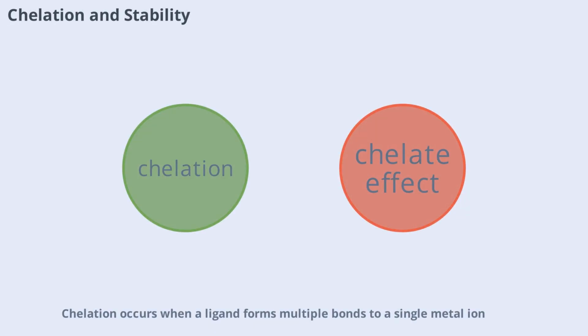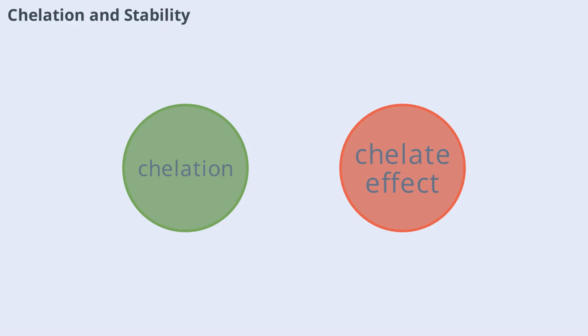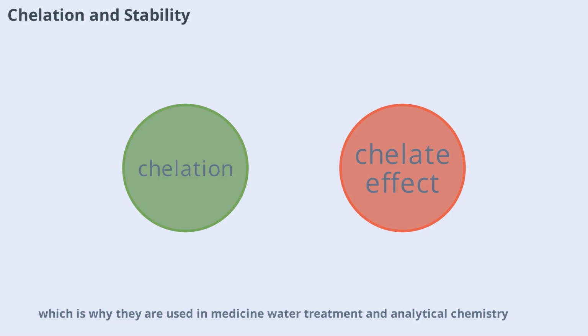Chelation occurs when a ligand forms multiple bonds to a single metal ion, creating a ring structure. Chelating agents greatly increase the stability of complexes, which is why they are used in medicine, water treatment, and analytical chemistry. The chelate effect is a cornerstone of coordination chemistry.